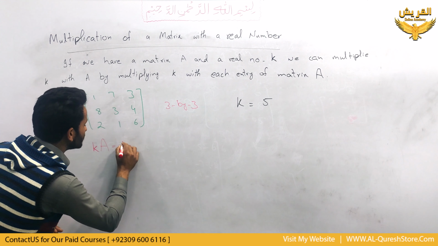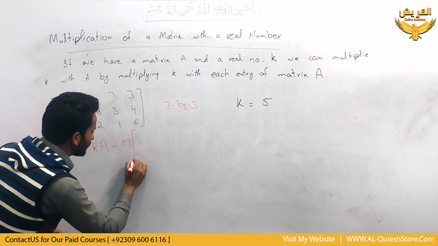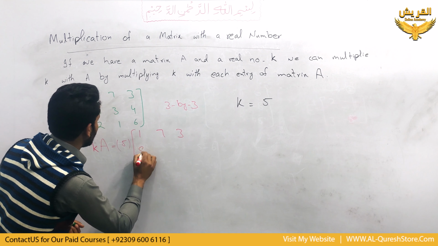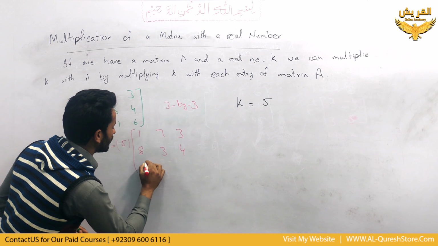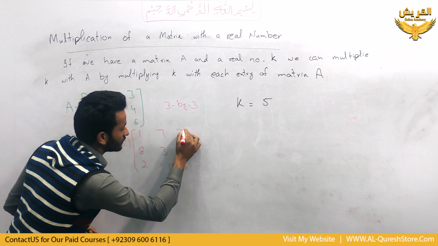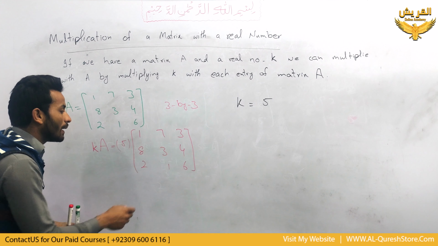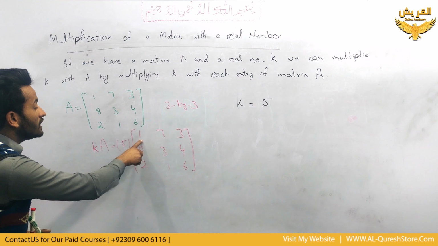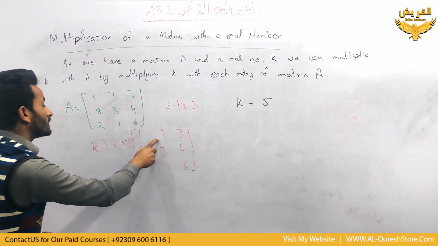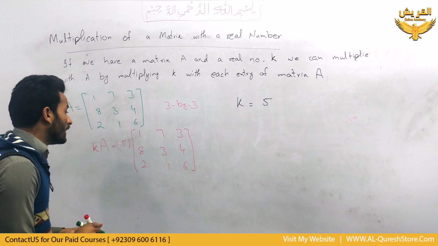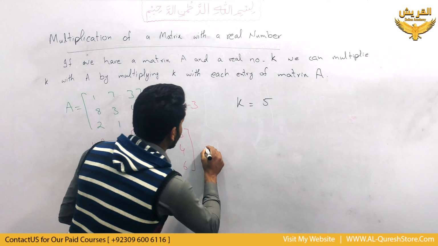So k, which is equal to 5, can be multiplied by the matrix 1 7 3, 8 3 4, 2 1 6. How can we multiply 5 with them? By multiplying 5 with each entry of matrix A, that is, multiplying k with each entry of matrix A. We can multiply them.